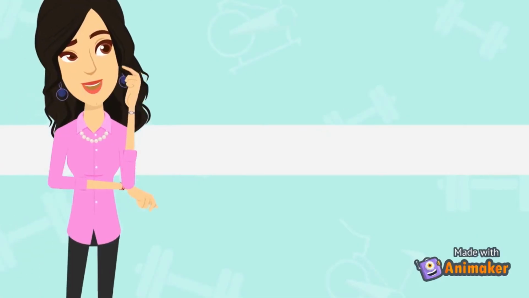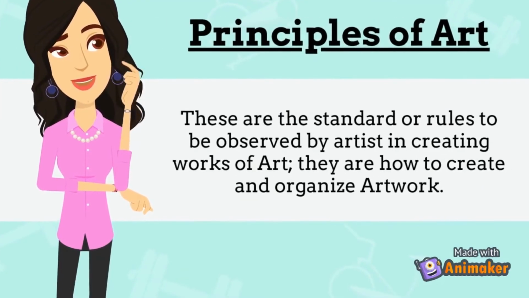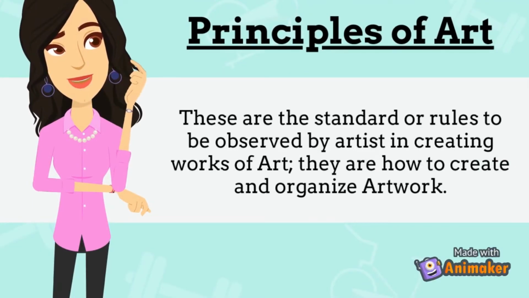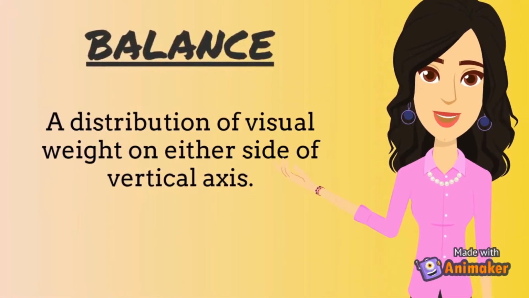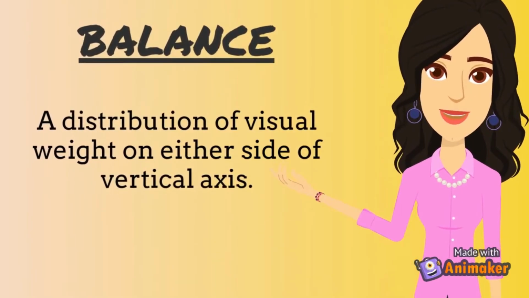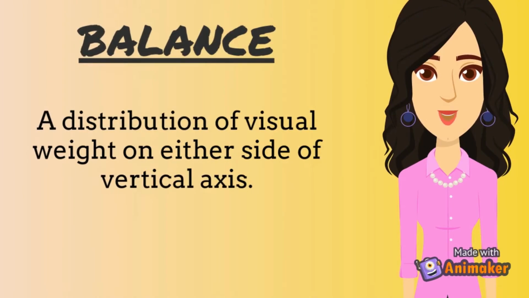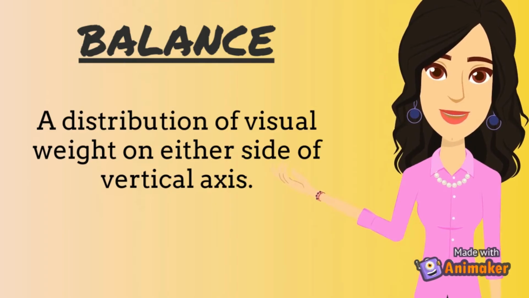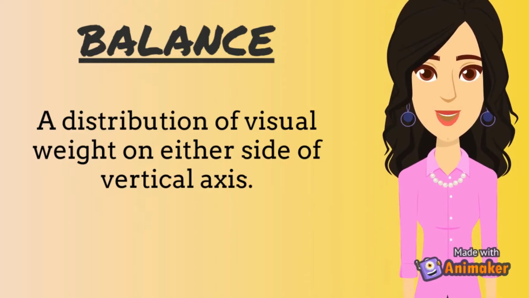In principles of art, these are the standards or rules to be observed by artists in creating works of art. They are how to create and organize artwork. When elements are utilized with the principles in mind, outstanding artwork is created. Let's start with the first principles of art, which is balance, a distribution of visual weight on either side of vertical axis. Symmetrical balance uses the same characteristics, while asymmetrical uses different but equal weighted features.